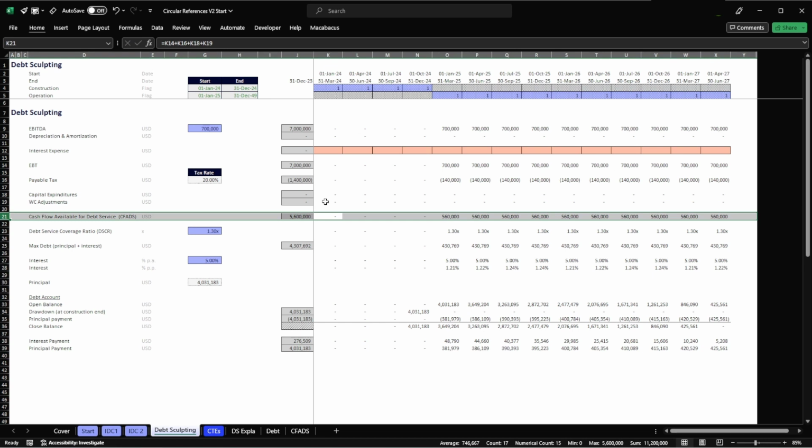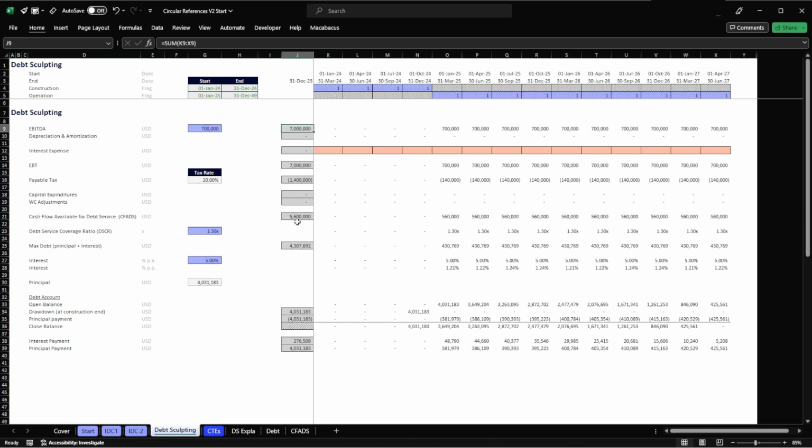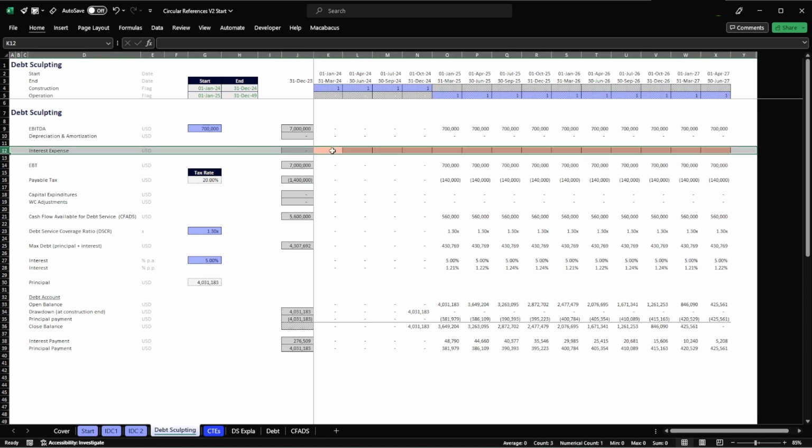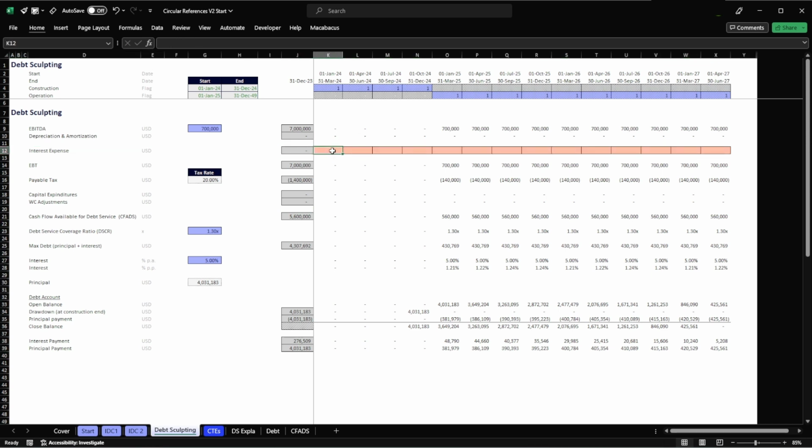So we no longer have the 7 million now. We only have now the 5.6 million, correct? But of course, now we have to add our interest expense in here, because that's where the circular reference is coming from. And as soon as we make this number here equal to this one here, and multiply by -1, because this is payment, so we're going to reduce our payable tax with the interest expense. So this should be a negative number. And you paste this across.